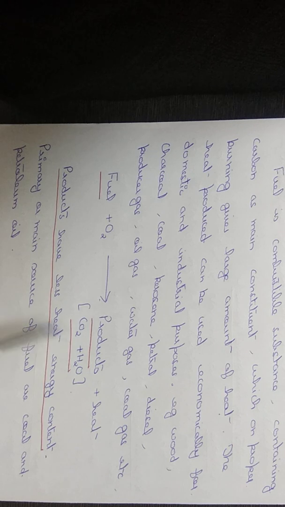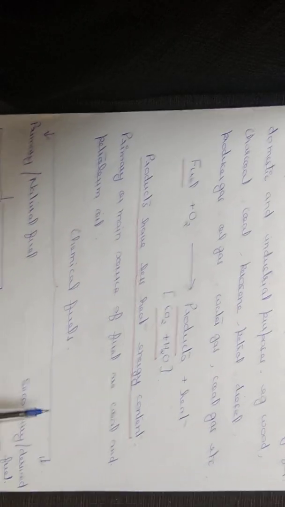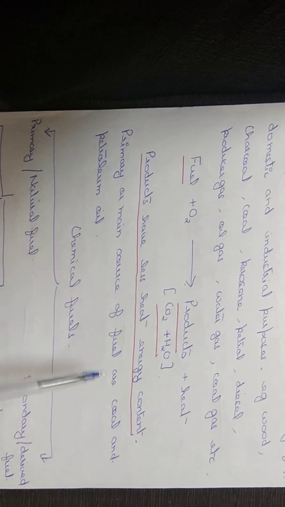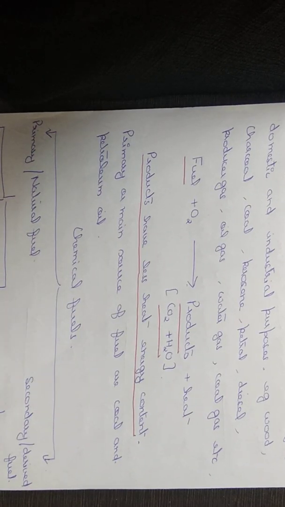Now the combustion products on complete combustion are carbon dioxide and water. And if the combustion is incomplete, then in place of carbon dioxide we get carbon monoxide. But if we see the combustion product, the heat content in the combustion product is very less. Now primary or the main sources of fuel are coal and petroleum oil.